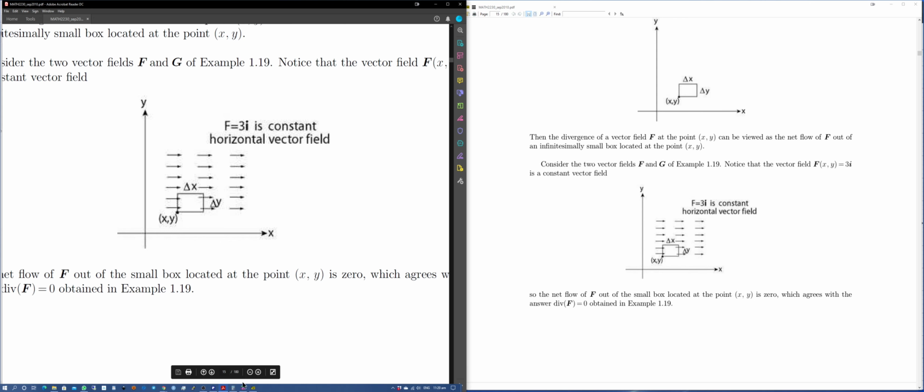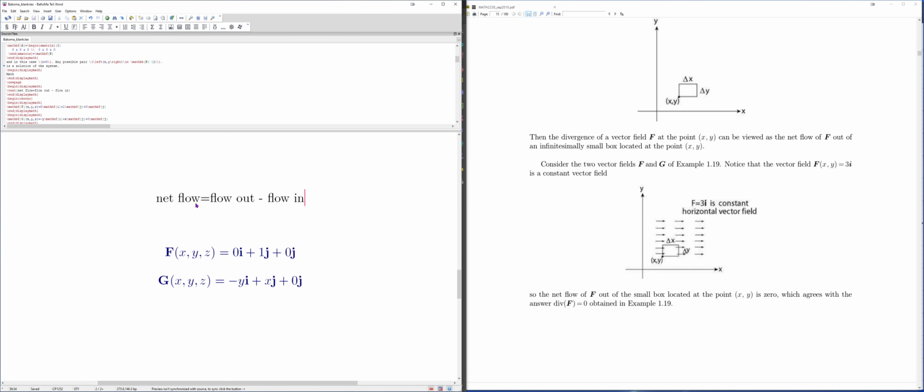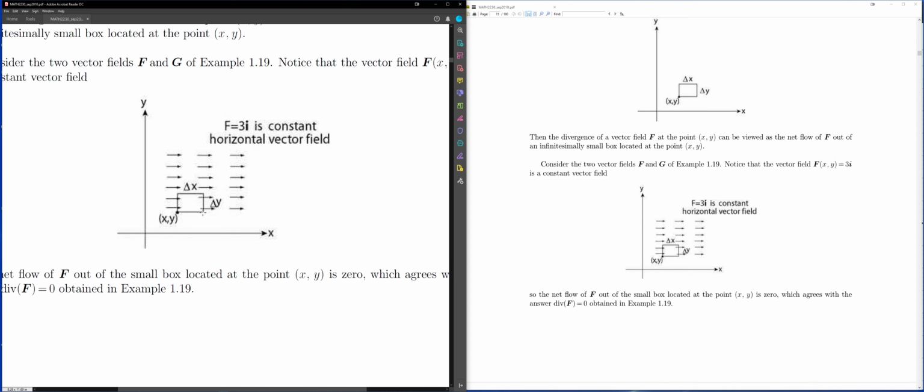Now, net flow is equal to flow out minus flow in, right? So what's your flow out, right? Your flow out is from the vertical side over here, right? And you have flow in on this vertical side over here, right? And because the length of this side is the same as the length of this side, and because the velocity of the fluid flow is the same on this side as it is on this side, right? The flow out over here is equal to the flow in over here, right? So when you subtract them, you get 0, right?